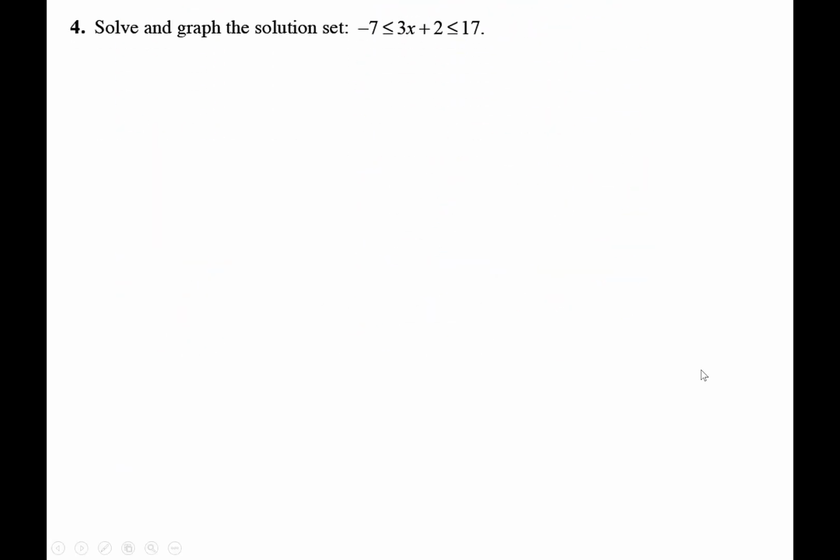All right. Now, we don't spend too much time on OR statements because they're fairly simple. They just go one direction, another direction. Ta-da! You're done. AND statements are what we spend time on. That's why number 3 was an AND statement. Number 4 is also an AND statement.